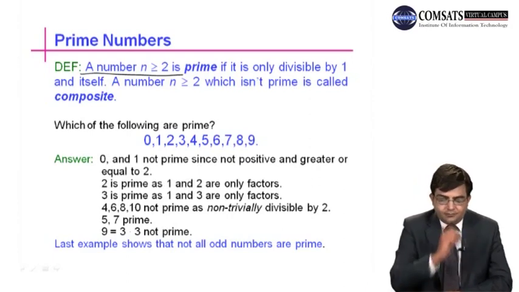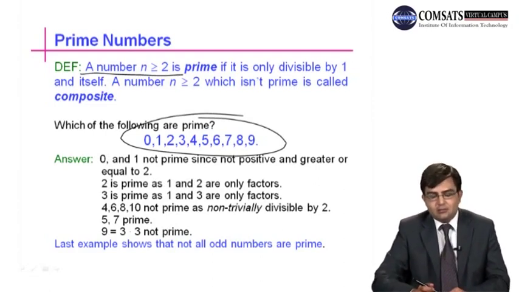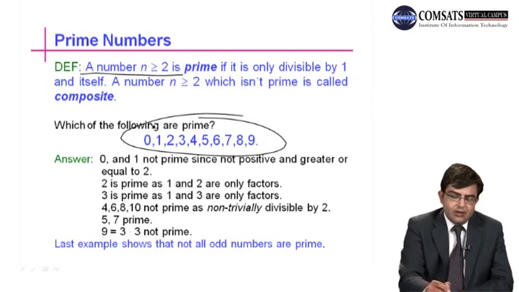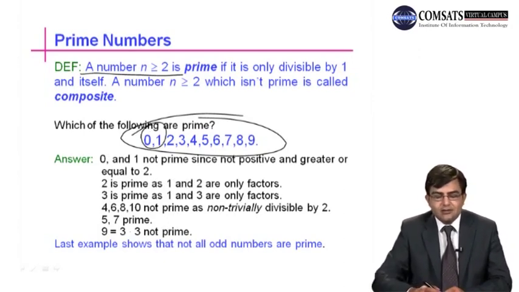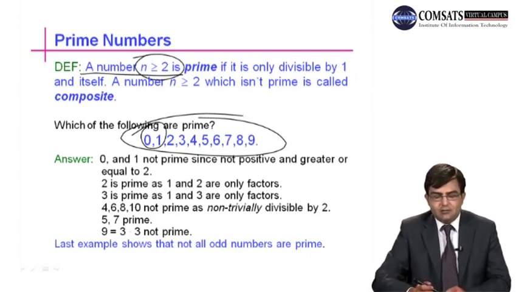For example, if we take these numbers and we locate which of these are the prime numbers. 0 and 1 cannot be prime numbers, because in the definition the prime number is greater than 1, or greater than or equal to 2.